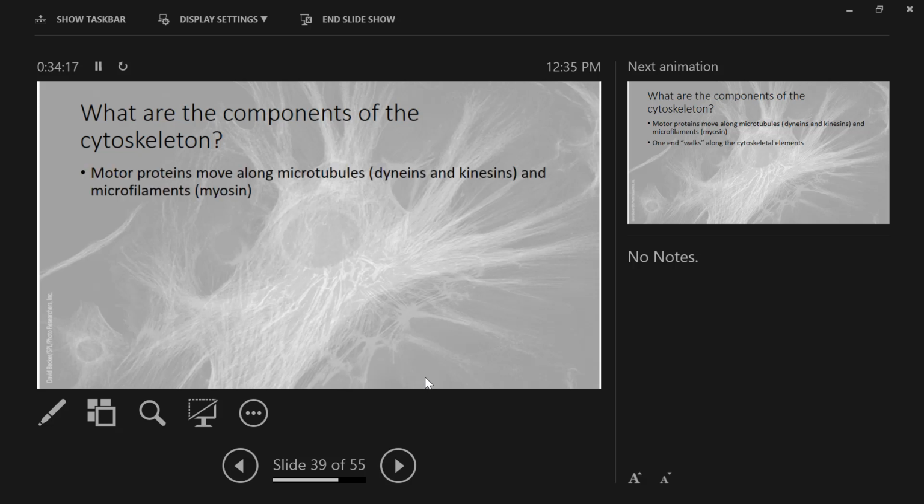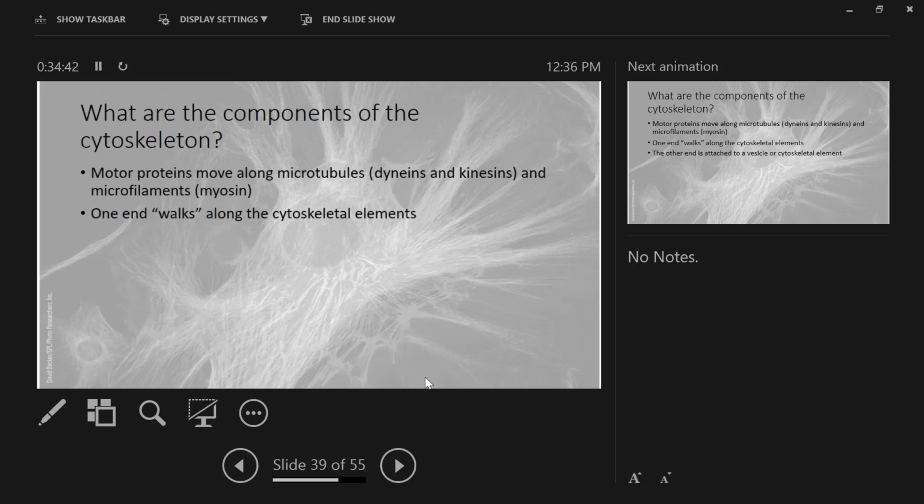So motor proteins, here's your part. Motor proteins, myosin being one, moves along microfilaments, or kinesin and dynein moving along microtubules. And so that's another common theme of cytoskeletal elements, to have some kind of a structural role, but then to also have a role with motor proteins, providing a roadway for the proteins to move along.